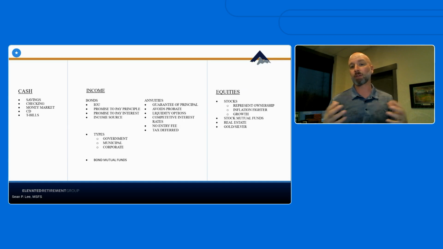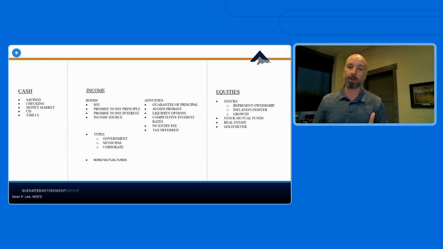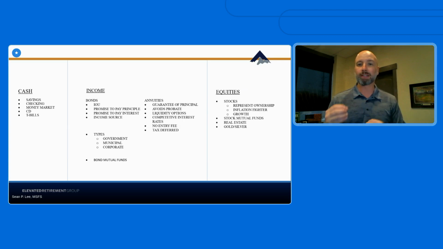And if you have after-tax money, that money grows tax deferred because annuities are considered retirement accounts. If you put after-tax money into an annuity, you can't get access to those funds prior to 59 and a half without penalty. So it's really important to understand where you're investing and why you're investing in certain areas.